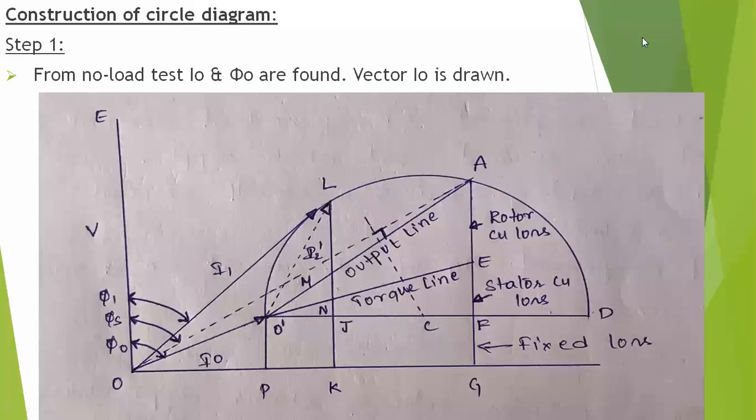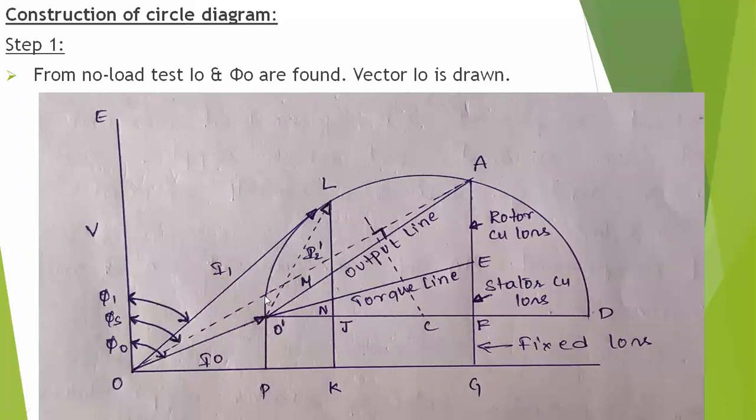Here O dash P will be representing the no load input, which supplies core losses, friction losses, and a small amount of stator I square R loss. And next, the vertical component AG of short circuit current OA. This is the OA, the short circuit current. So this vector has a vertical line AG, and the O dash O vector line has a vertical line O dash P, right?